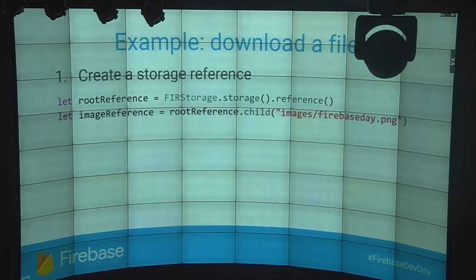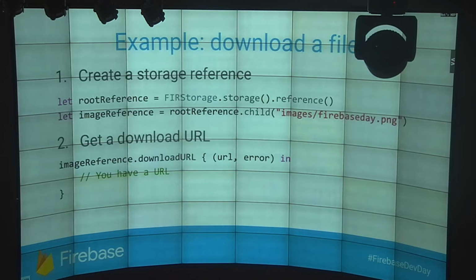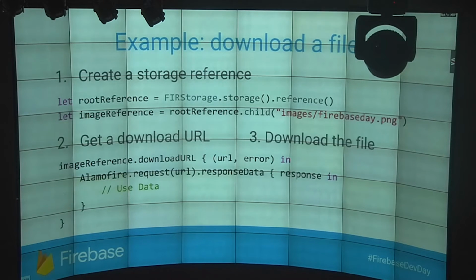So create a storage reference, the same as before. Get a download URL. So notice that this is a closure in Swift. So getting the download URL is not a synchronous action. It's something that may require a call to the server to check that that file exists and that you have permission to access the file. So once you get returned back from that closure, you'll have a URL, and finally you can use whatever library you want. Here I'm using AlamoFire to download the data.